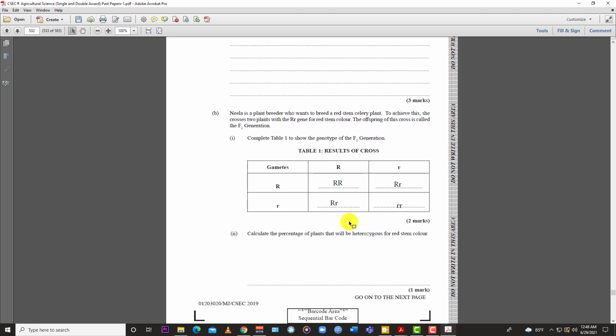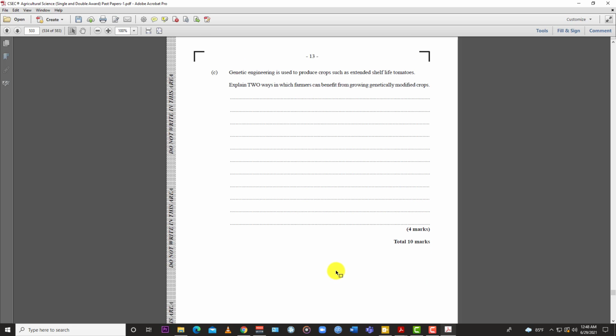Good, so that's it. So 50% chance that they might be heterozygous for the red stem color, and the red stem color would be R, big R, small R. Okay, good. Moving right along. So that's a 1 mark there.